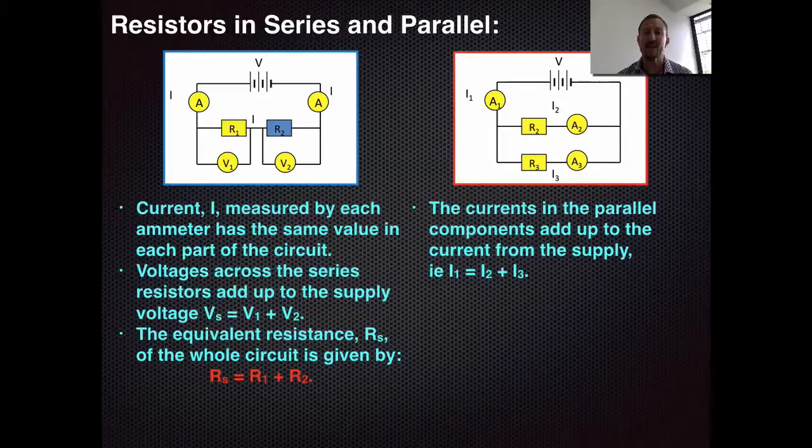Now, as I said, if the resistors are the same, then the current will split in two. If R2 happens to be twice as big as R3, then we'll get half the amount of the current going through it compared to R3. So I hope that makes sense.